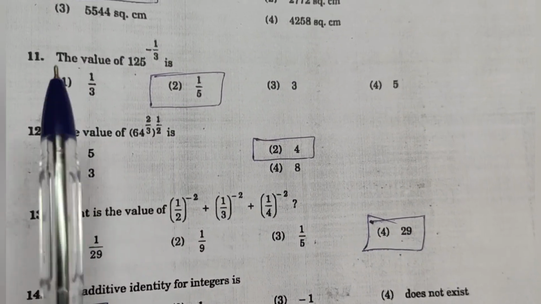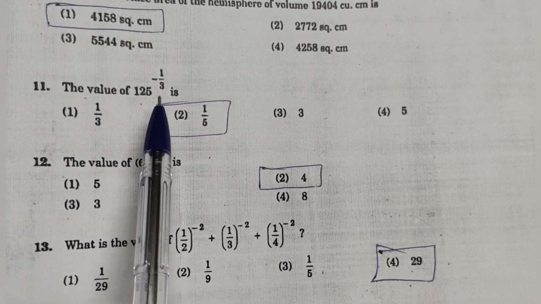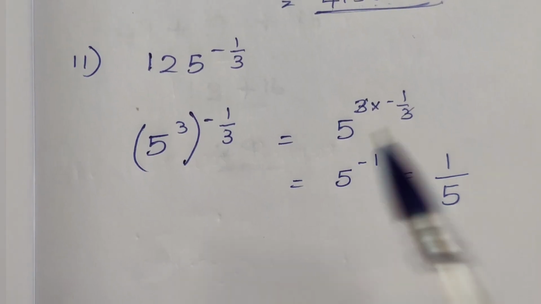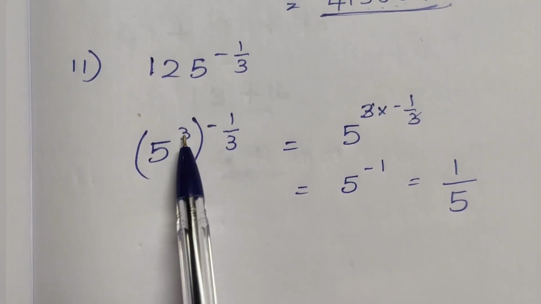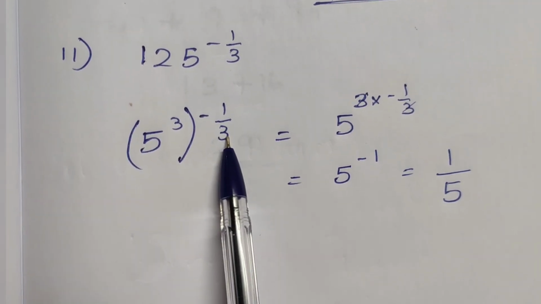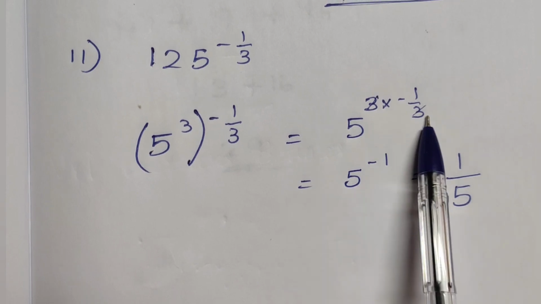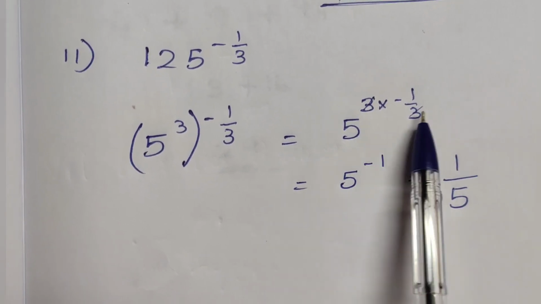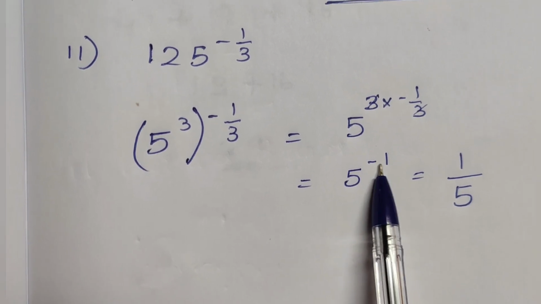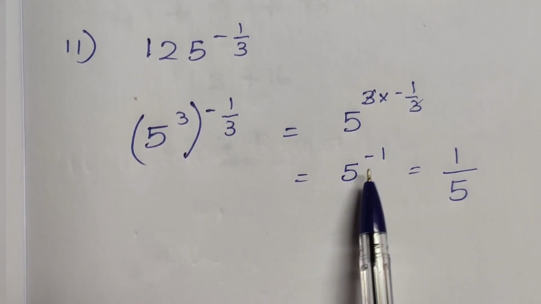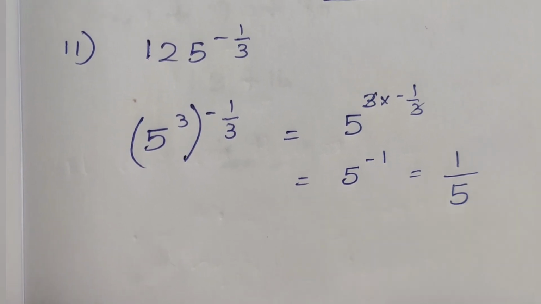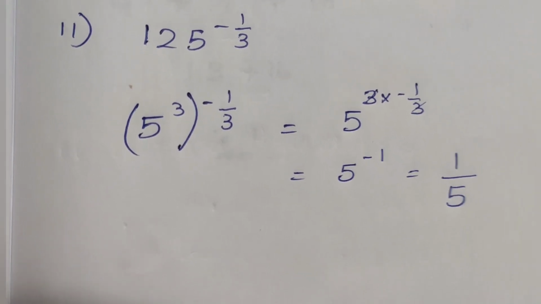11th question, the value of 125 power minus 1 by 3 is dash. I write 125 as 5 cube, 5 into 5 into 5. 125 power minus 1 by 3. Power to the power, multiply the power: 5 power 3 and 3 gets cancelled, minus 1 remains. 5 power minus 1 is 1 by 5. When the power is minus, take the reciprocal of the base. So reciprocal of 5 is 1 by 5.